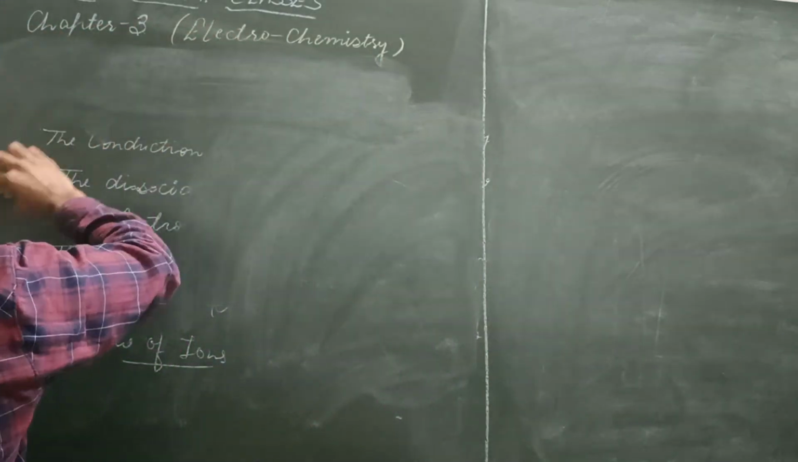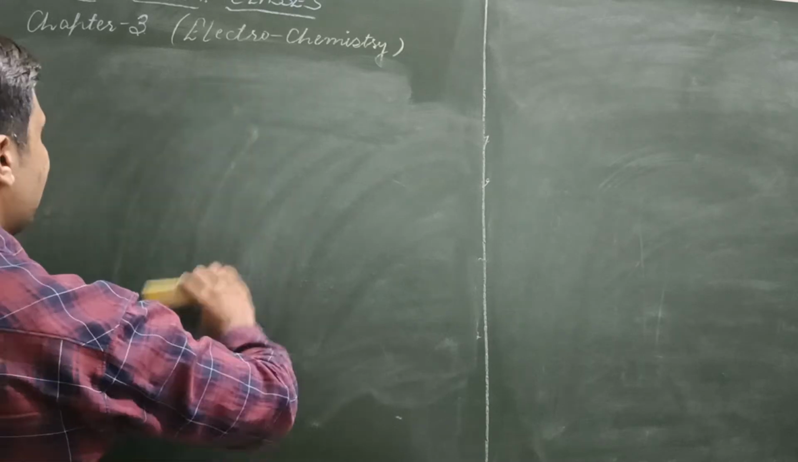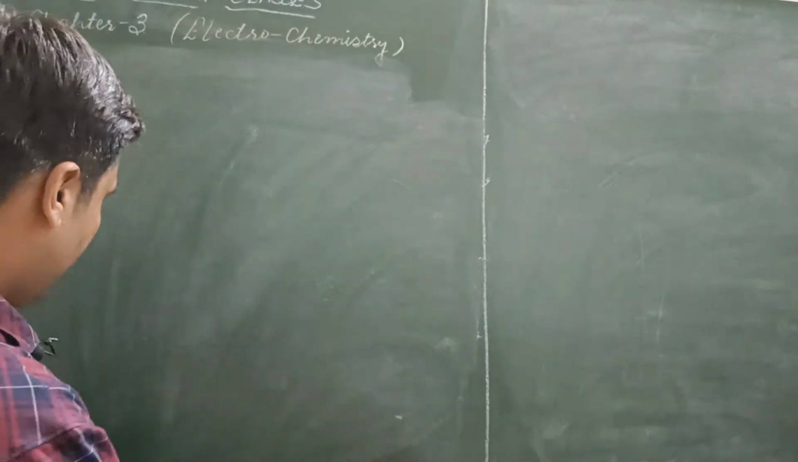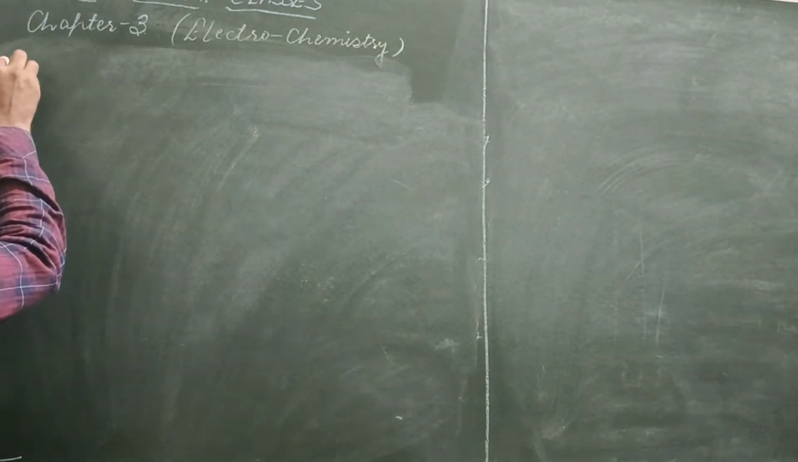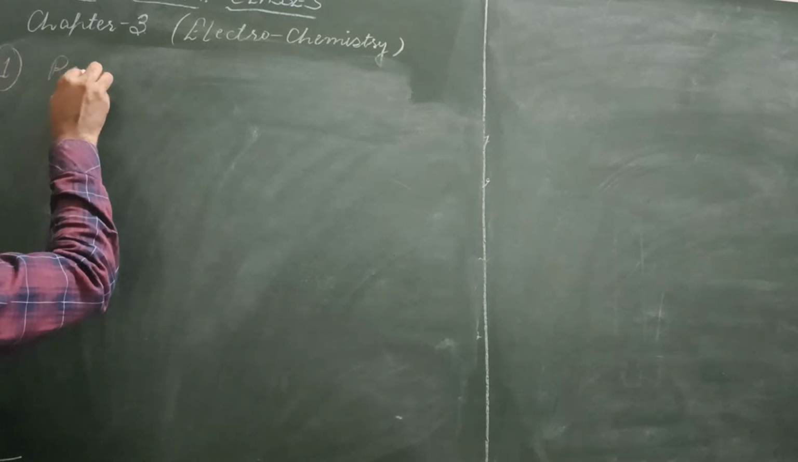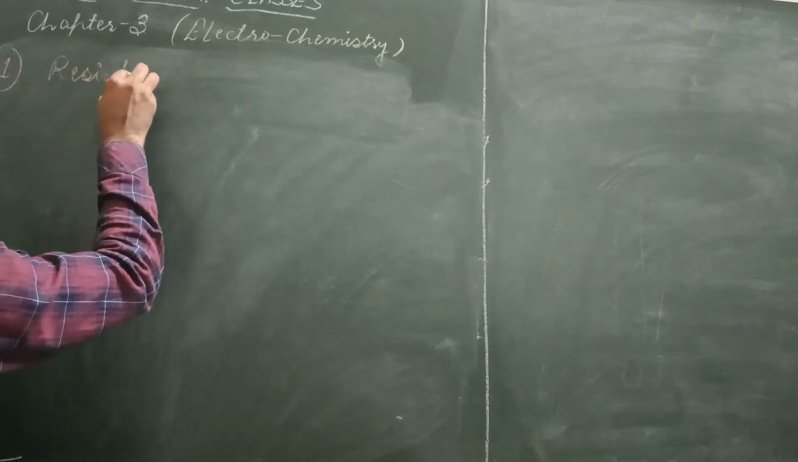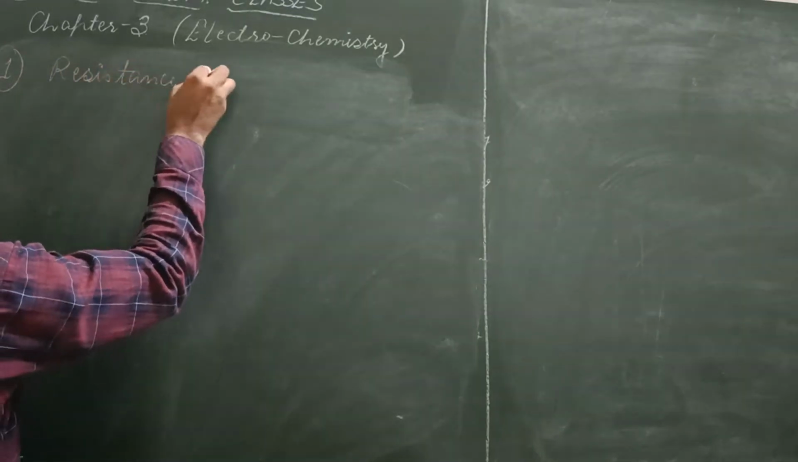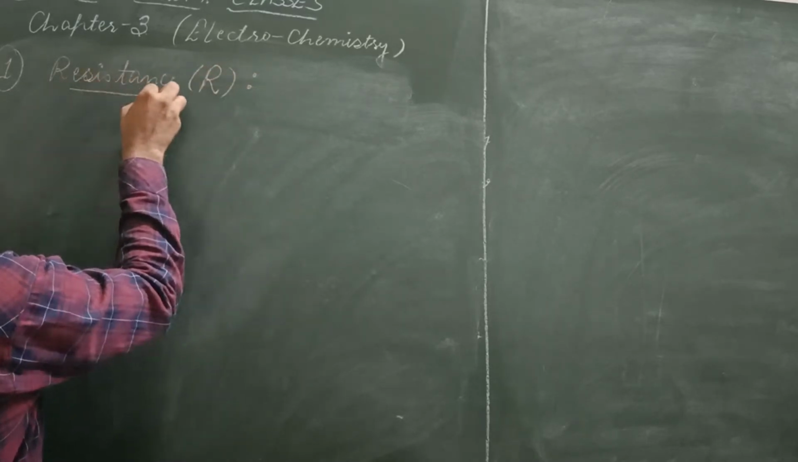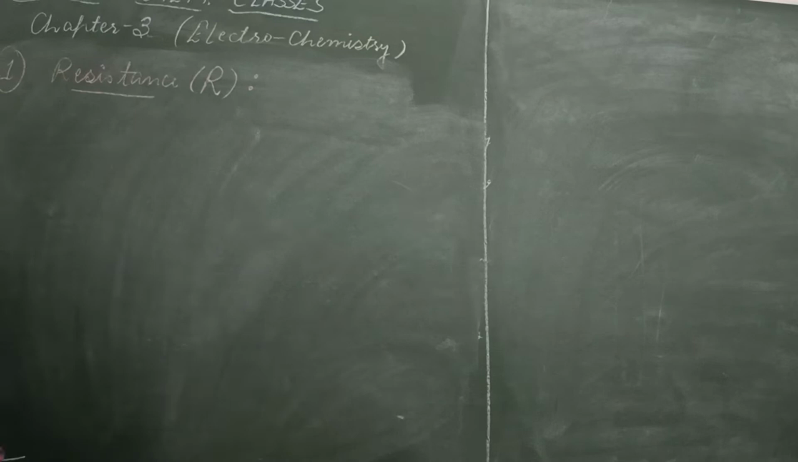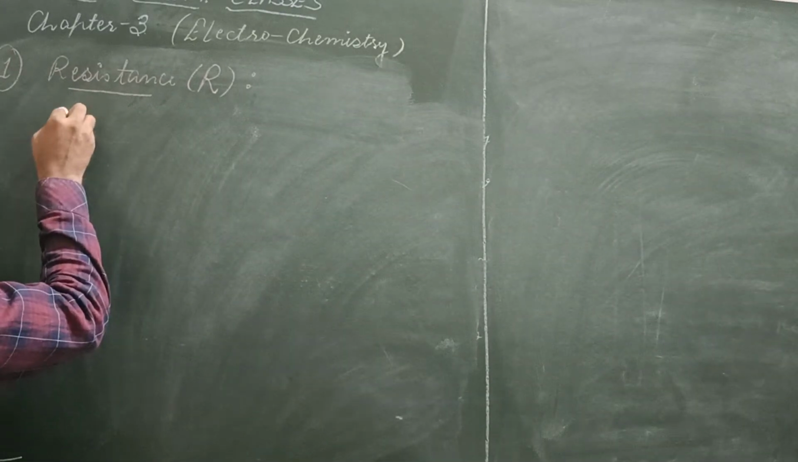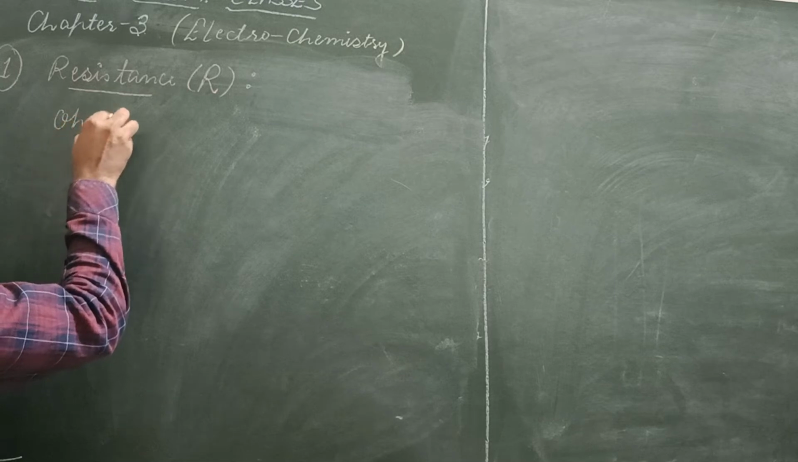The first general term is named resistance. Resistance is shown by the term R. Resistance can be explained by Ohm's law.